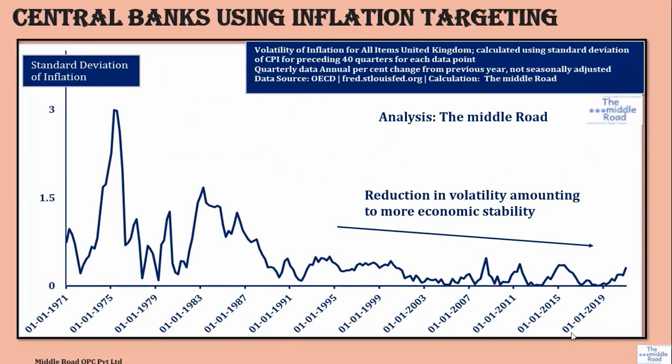I got this data from the United Kingdom. I've calculated the standard deviation of CPI for the preceding 40 quarters, showing how the volatility has come down. If you look at this graph, you can easily see that over a period of time, central banks have done a tremendous job in containing inflation. But then there is a catch. Is it because of their efforts or because there's more availability of data? Look at a lot of papers which have come out on this particular topic, and I leave the verdict with you.